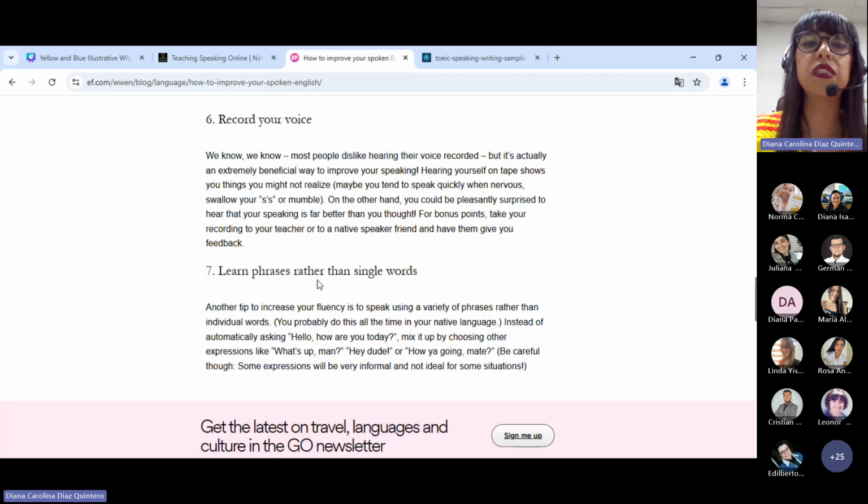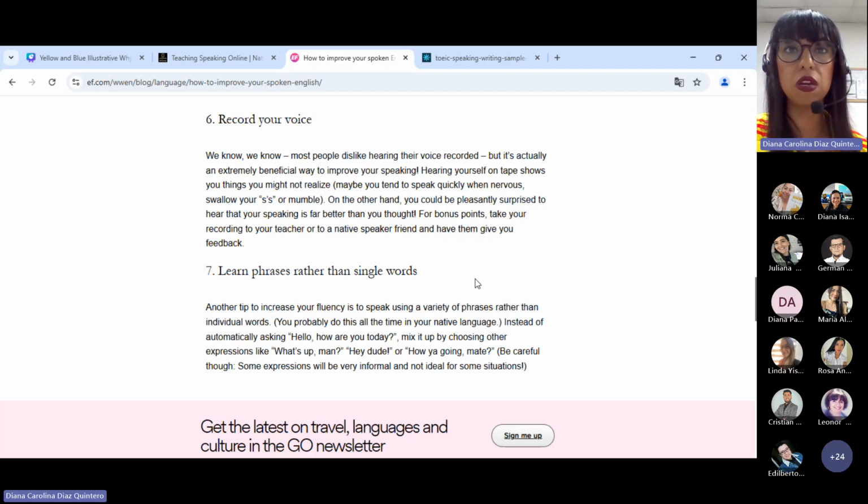Here, learn phrases rather than single words. It would be very nice if our students learned phrases, idioms, and expressions that they can use in a specific context. For example, it's a pain in the neck. It should be nice.